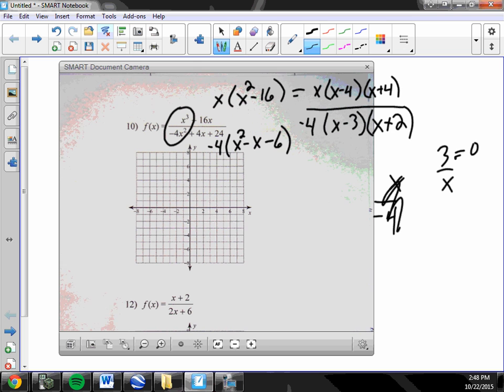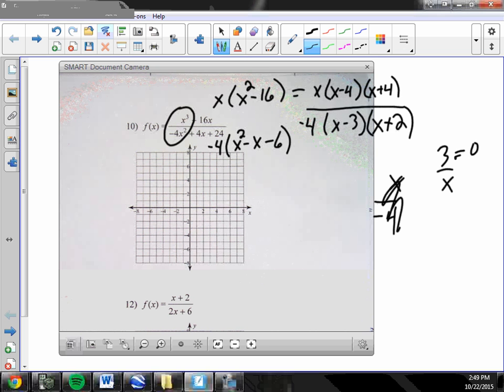Okay? Does this have any roots? 0, 4, and negative 4. So you can put those on your graph. Does this have any holes? No, because none of the factors in the denominator cancel the numerator. And does this have any vertical asymptotes? Negative 2 and 3 are both VAs. That help?